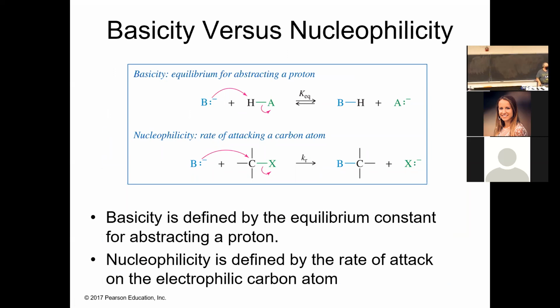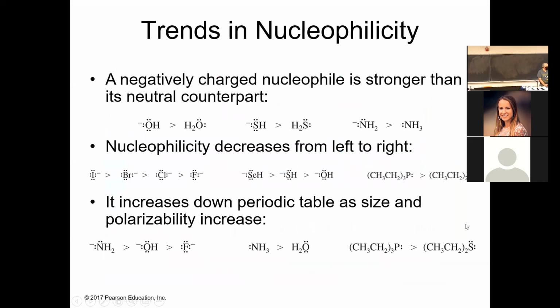Okay, basicity is actually an equilibrium concept. It's the equilibrium for abstracting a proton. Nucleophilicity is a kinetic concept. It involves the rate of attacking a carbon. The conjugate base is always a stronger nucleophile than its conjugate acid. So hydroxide would be stronger than water, for example. NH2- is stronger than ammonia.